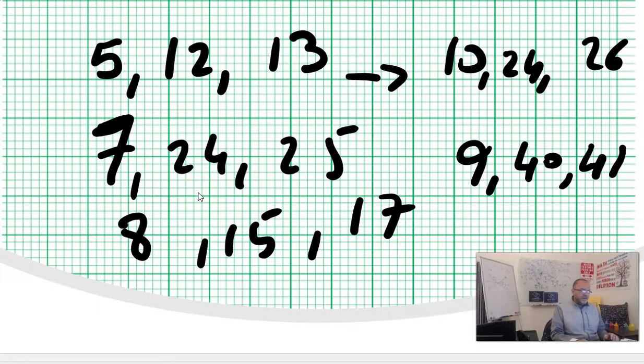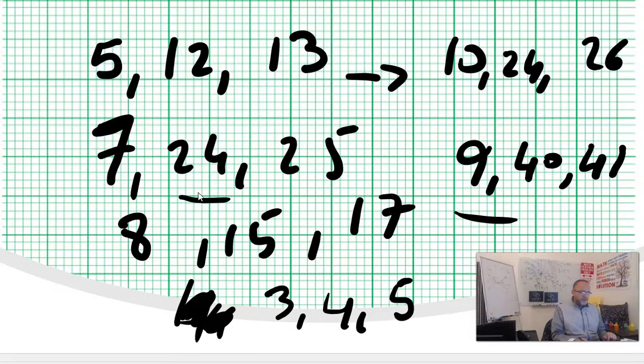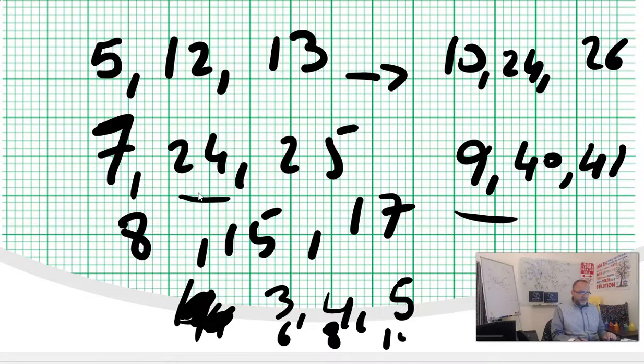I don't sit down and memorize these: the 5, 12, 13, 7, 24, 25, 9, 40, 41. There is no one that starts with the 4. It's 3, 4, 5. And there is no one that starts with the 6. The 6 is part of the 3, 4, 5, which becomes 6, 8, 10 when you multiply by 2. That's how I remember it. There is no one that starts with the 4, no one that starts with the 6.